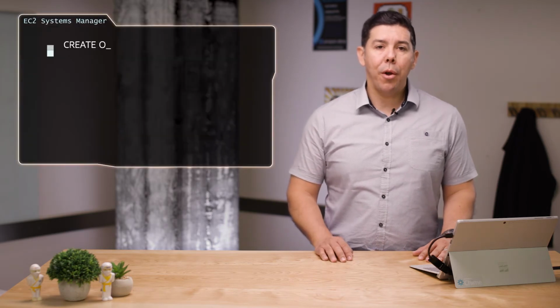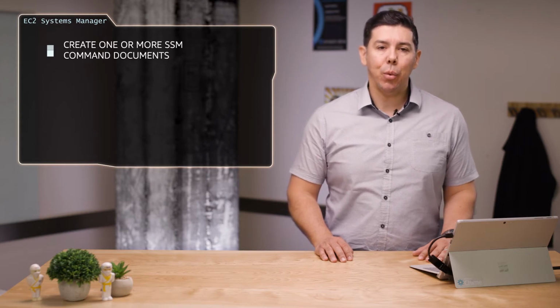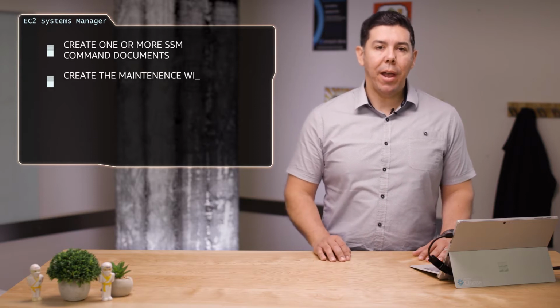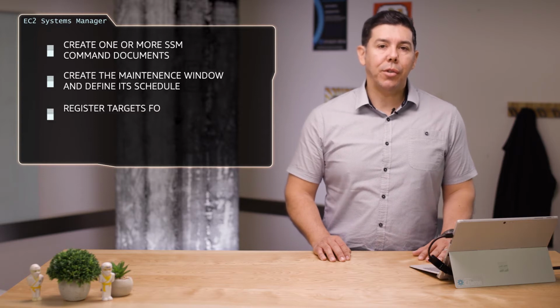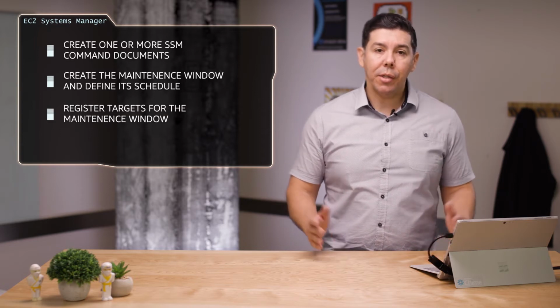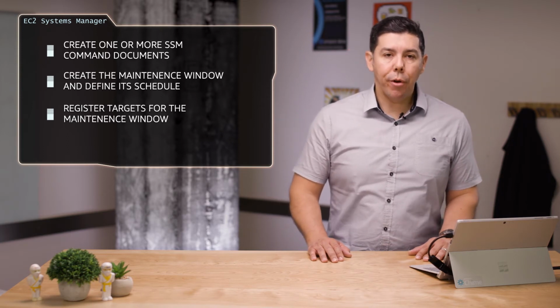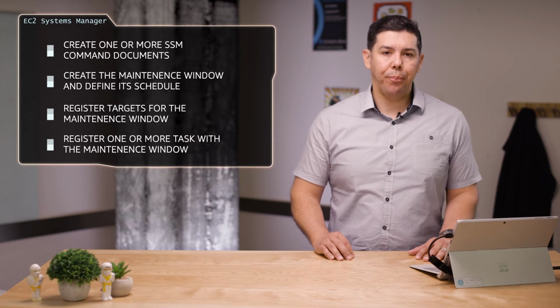First, create one or more SSM command documents that define the tasks to perform on your instances during the maintenance window. For this demo, we'll use the existing run command SSM document. Second, create the maintenance window and define its schedule. Third, register targets for the maintenance window. Targets can either be instance IDs or EC2 tags. Fourth, register one or more tasks with the maintenance window.